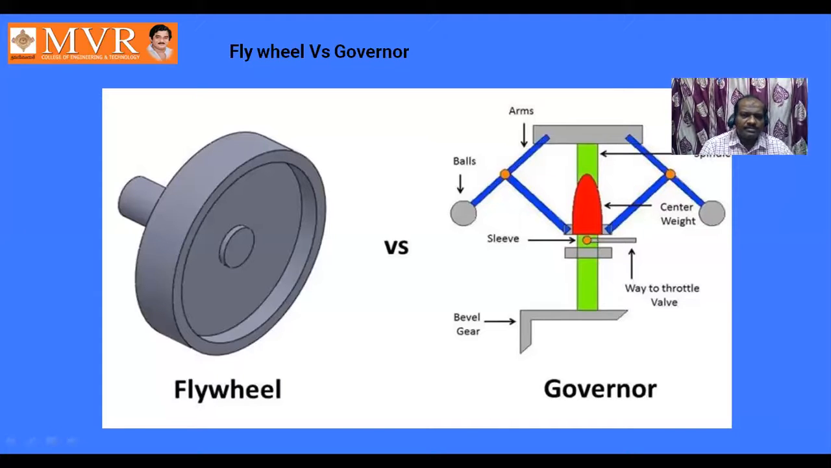Before this unit, we have discussed the flywheel. Flywheel absorbs the energy when not in need, and flywheel supplies the energy when it is needed. This is a fundamental thing. When we compare a flywheel versus a governor, the following points have to be remembered. One is the construction of the flywheel is very simple when compared to the construction of the governor. That we can see by observing this diagram. Apart from this, there are a number of differences which we are going to see in this class.